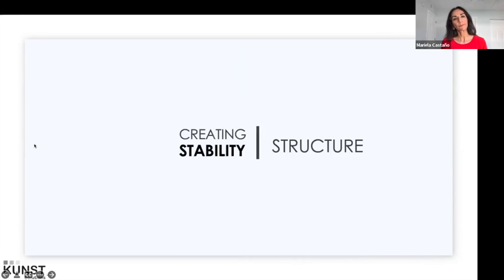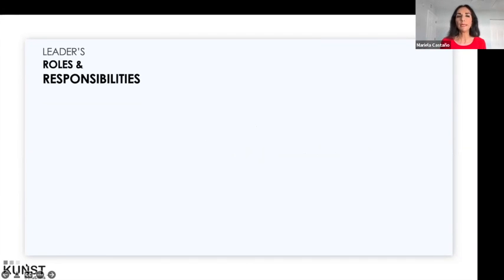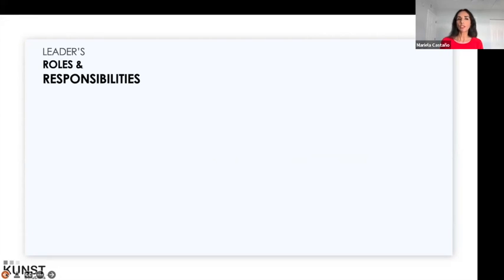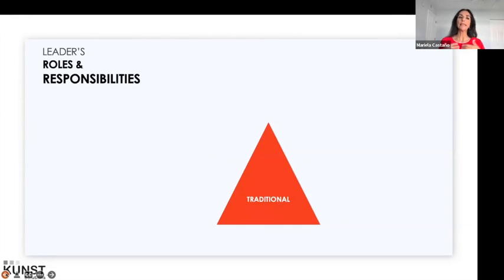Next, please. So in order to create that stability, the structure comes in place. And what do I mean by that? The next slide is good, please. It is the structure of your leadership. So traditionally, organizations have leaders on the top, and then these leaders will communicate to the rest of the organization the goals and the objectives. You want to click next, please?